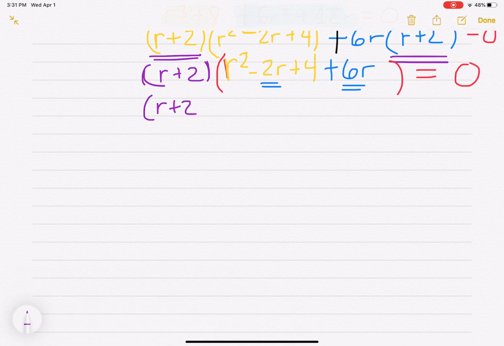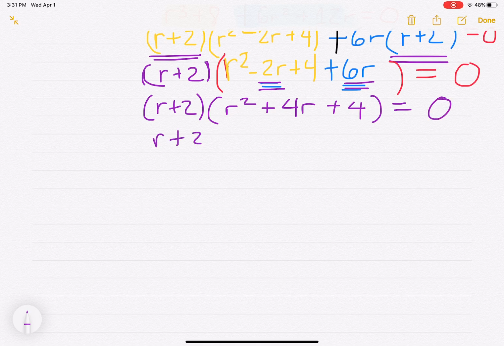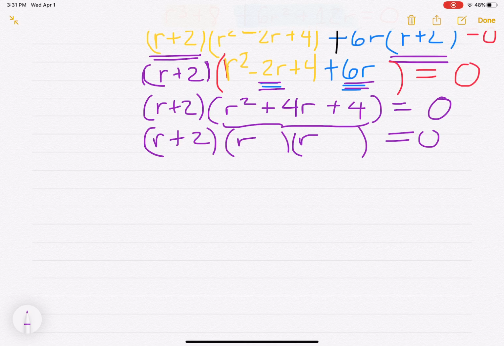So we got, let's see, factoring this: r plus 2 times r squared, and here we're combining our like terms, we're going to have 4r plus 4. All that's equal to 0. So we got r plus 2, and when we factor r squared plus 4r plus 4, that quadratic factor, we make two pairs of parentheses. We're going to have what? An r times an r to get r squared. And then we're going to find two numbers that multiply to give you 4 and add to give you 4, namely positive 2 and positive 2. So r plus 2, r plus 2, r plus 2, the three factors that make up this third degree polynomial.